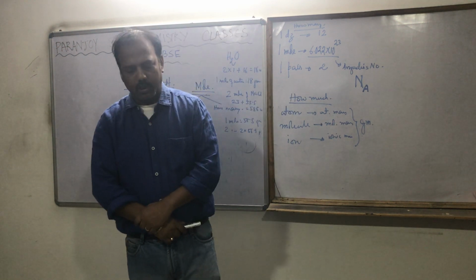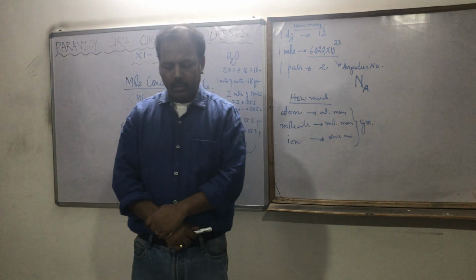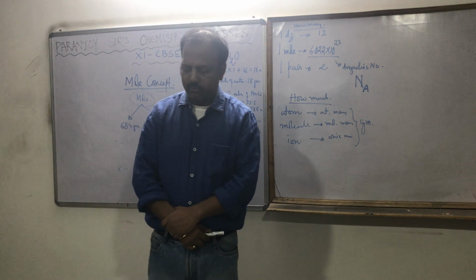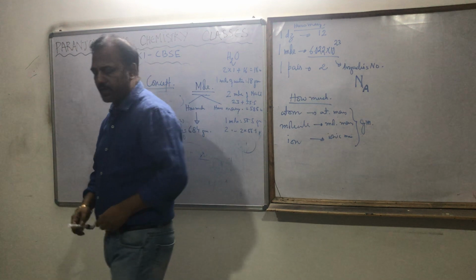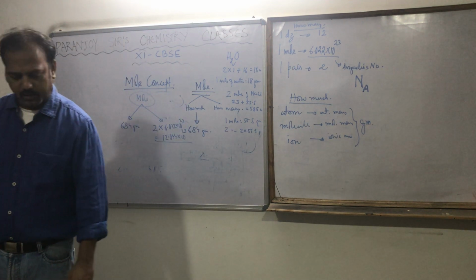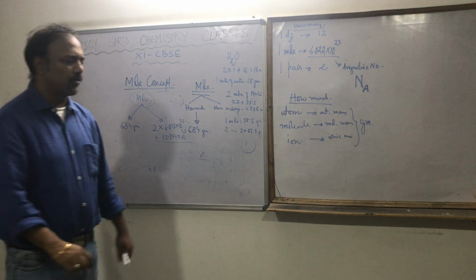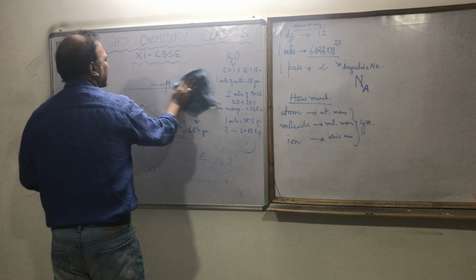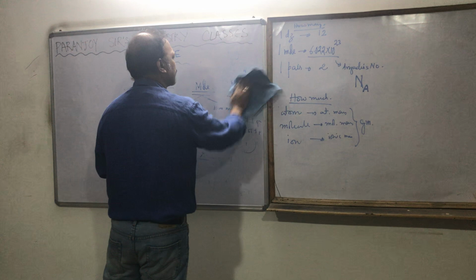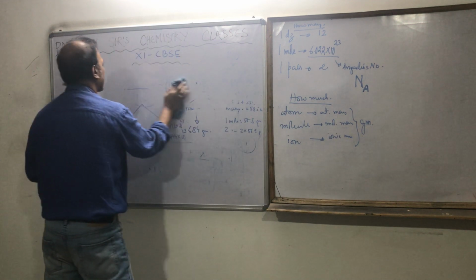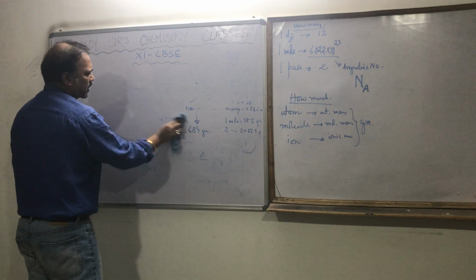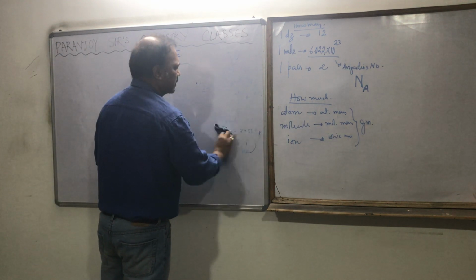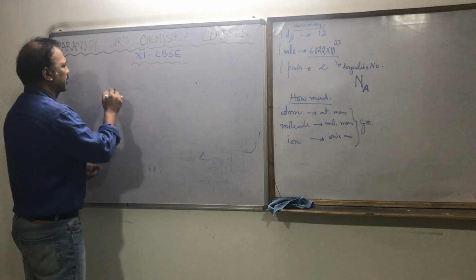Okay, so the numerical we can do is: calculate the number of moles in 7.85 gram of iron. Calculate the number of moles in 7.85 gram of iron. Just 1 or 2 questions we are going to do, then you have to practice more. Obviously the mole concept has to be cleared.